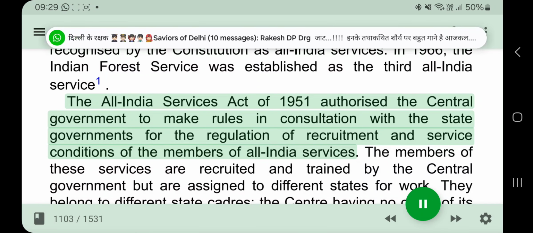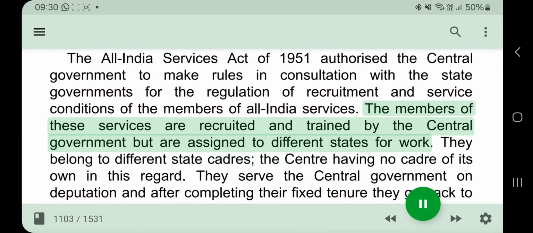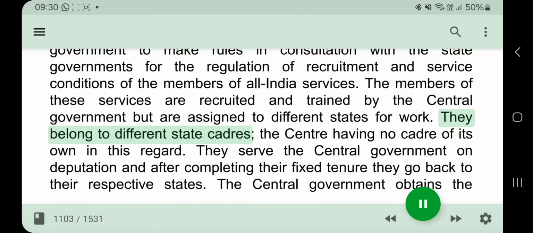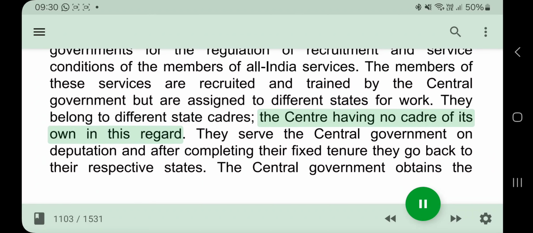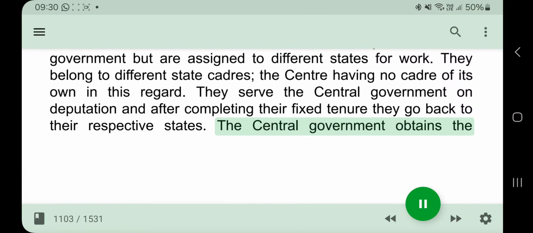The All India Services Act of 1951 authorized the central government to make rules in consultation with the state governments for the regulation of recruitment and service conditions of the members of All India Services. The members of these services are recruited and trained by the central government but are assigned to different states for work. They belong to different state cadres, the centre having no cadre of its own in this regard. They serve the central government on deputation and after completing their fixed tenure they go back to their respective states. The central government obtains the services of these officers on deputation under the well-known tenure system.